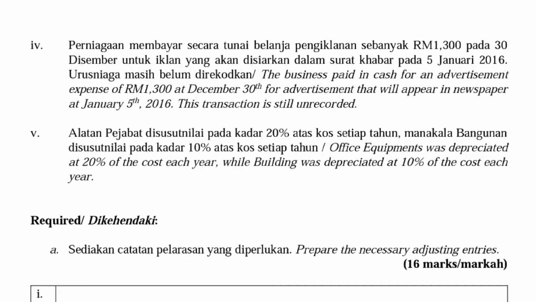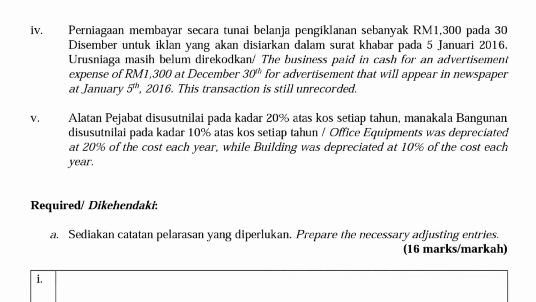Okay, number 4. The business paid in cash for an advertisement expense of $1,300 on December 30th for the advertisement that will appear in newspaper on January 5th, 2016. This transaction is still unrecorded.